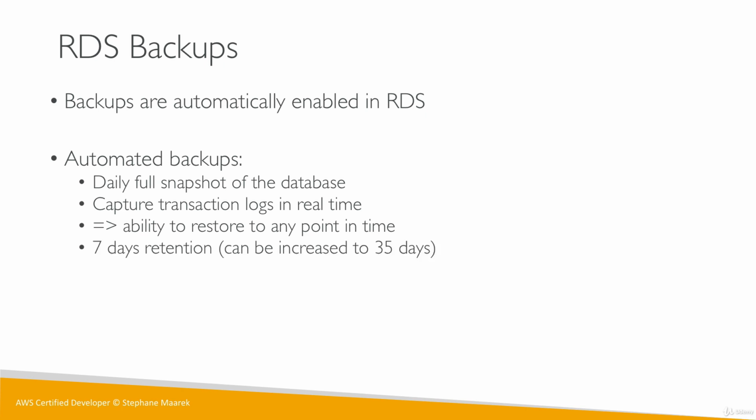All these backups are retained for 7 days, but you can increase this to 35 days. And that's all for the automated backups. This is just enabled for you. You don't have to set up anything. And the really good thing about it is that you're able to roll back to, say, 2 p.m. yesterday very, very quickly, and save your applications in case of problems.